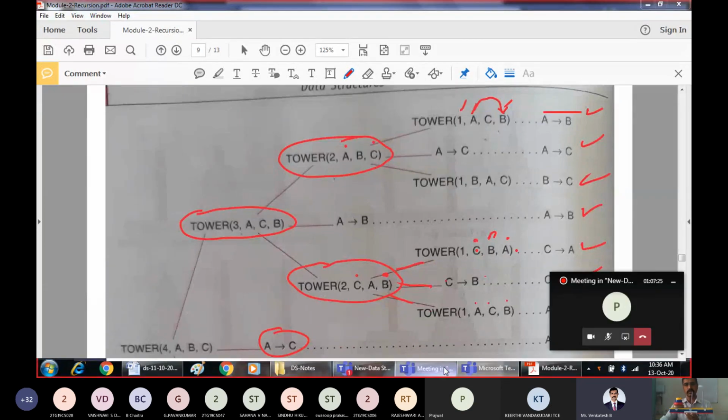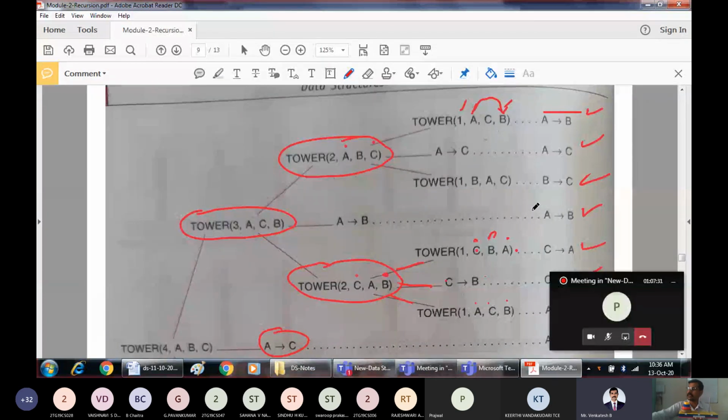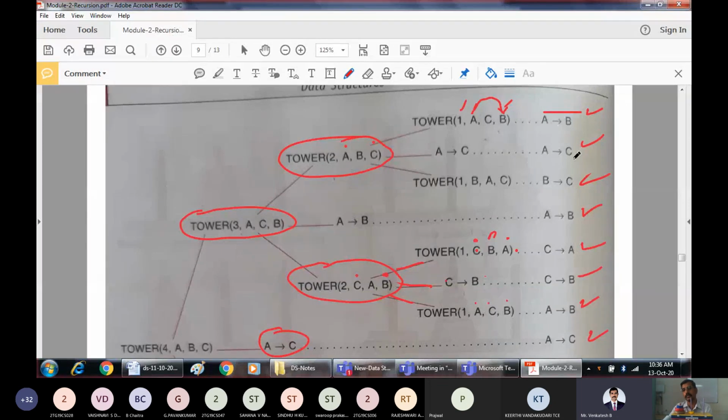The steps we have found, we should move those disks from source to auxiliary. What the step says: first take the disk from A and move it to B. The property will not get violated. Move from A to B. Next is move from A to C. Next is move from B to C. Next is move from A to B. Next is move from C to A.